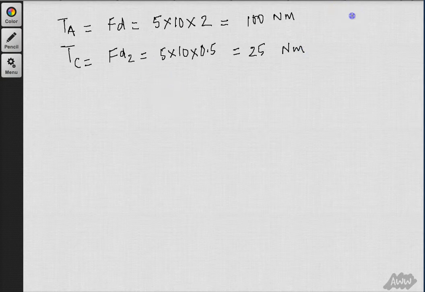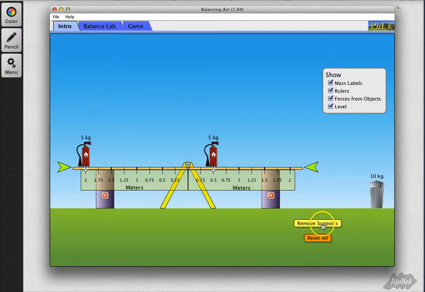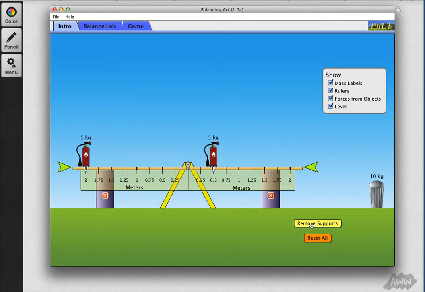Clearly, the anti-clockwise turning moment is greater than the clockwise turning moment, and therefore we would expect the seesaw to tilt towards the left. Let's see if indeed that's what does occur. I remove the supports, and exactly that's what happens. It tilts anti-clockwise, or the left side goes down. Okay, so let me add back supports, and let's do something else now.